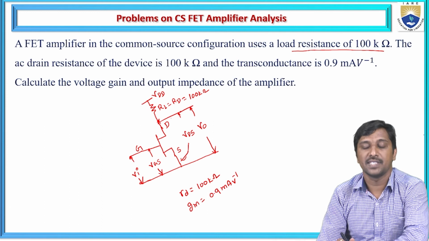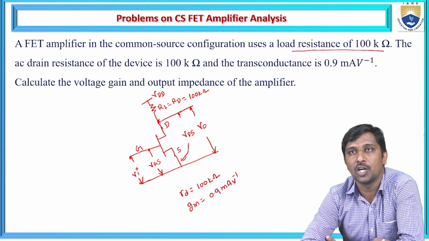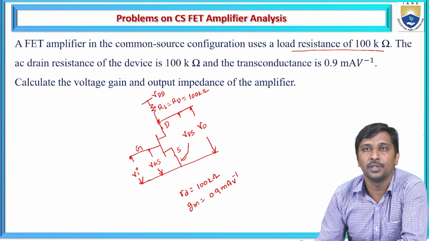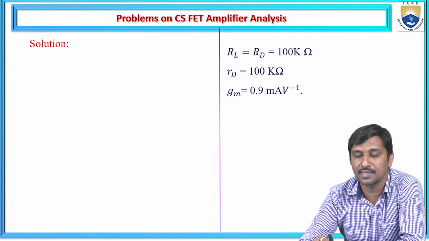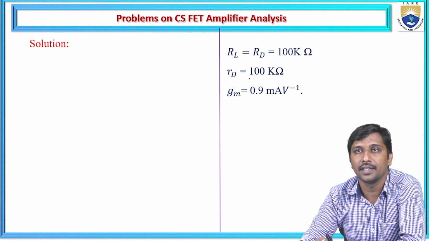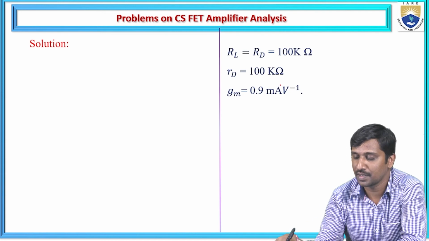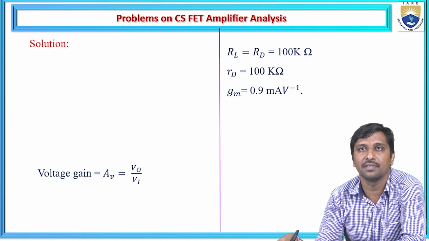Based on these given specifications, we need to calculate the voltage gain as well as the output impedance of the amplifier. First I'm going to calculate the voltage gain of the common source amplifier. The load resistance is given as 100 kilo ohms and the internal drain resistance is given as 100 kilo ohms. Again, the transconductance is 0.9 milliamps per volt. So first I'm going to evaluate the voltage gain of the given common source FET amplifier.